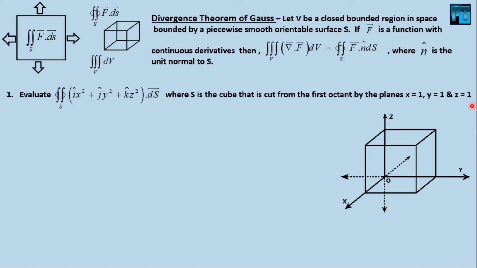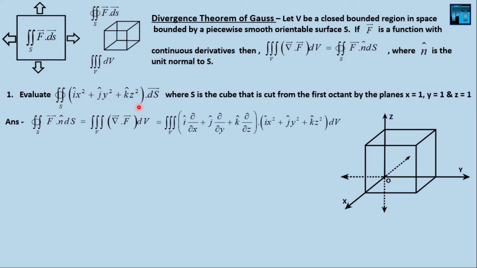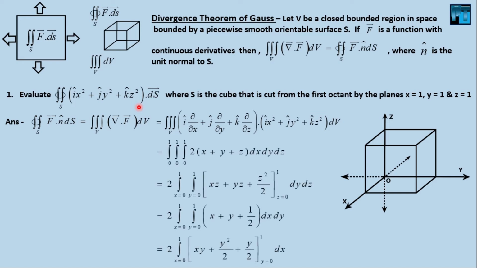So let's apply Gauss's divergence theorem first. F is given as i cap x square plus j cap y square plus k cap z square. So after doing the dot product, we are left with 2 times (x plus y plus z) dx dy dz. First, we shall proceed through the z integration. Now I am very sorry guys, this is a printing mistake, because in this line that will be dx dy, not dy dz. I am very sorry for that.